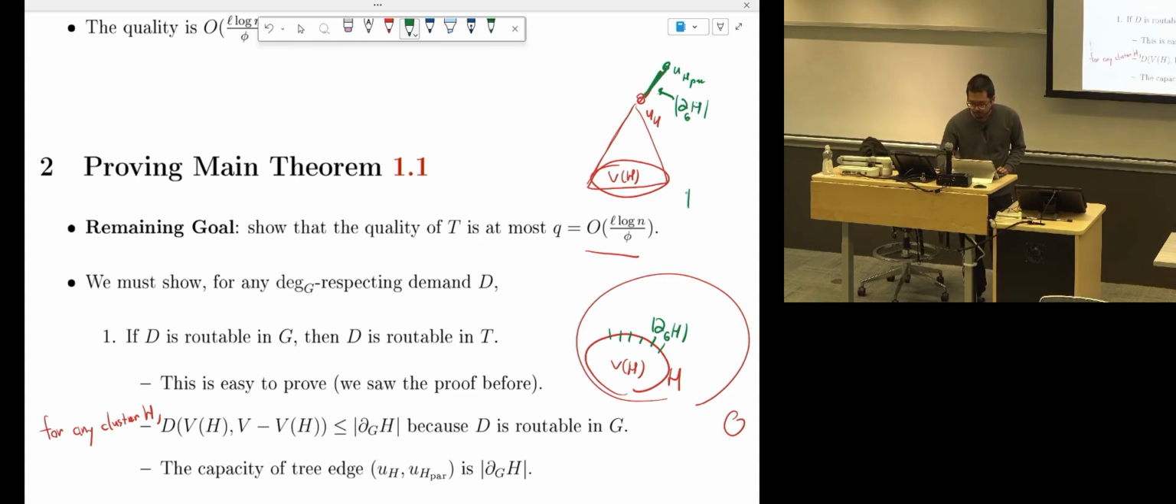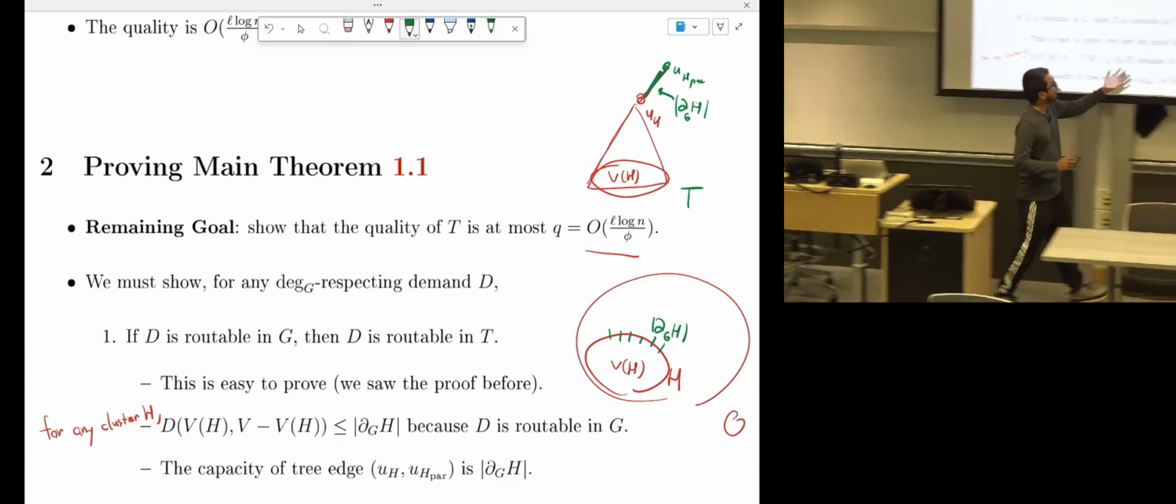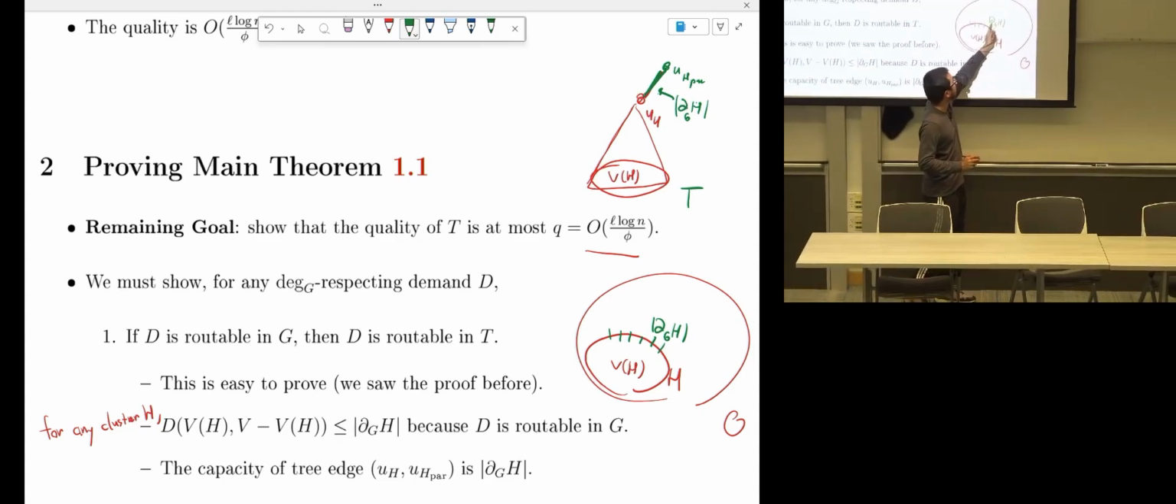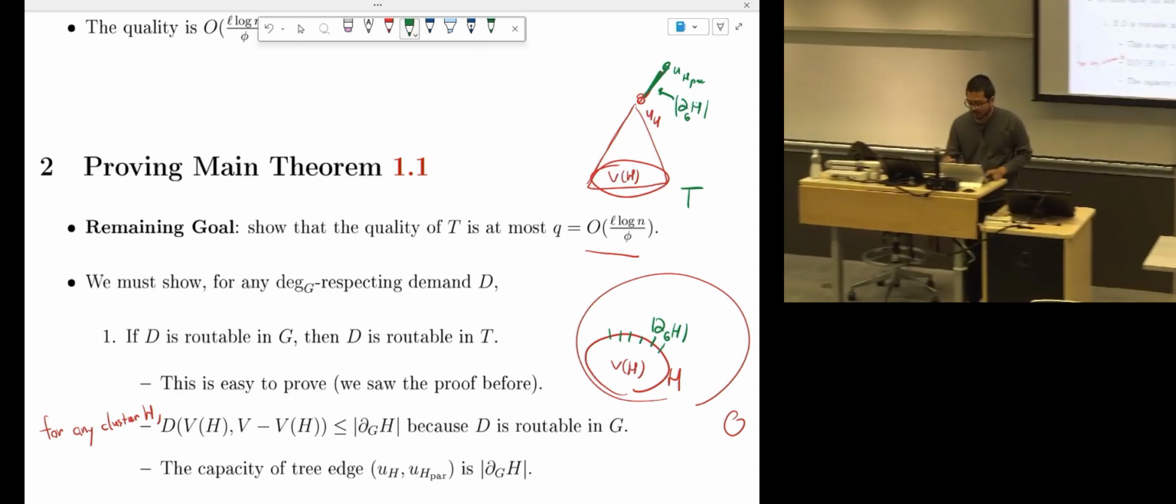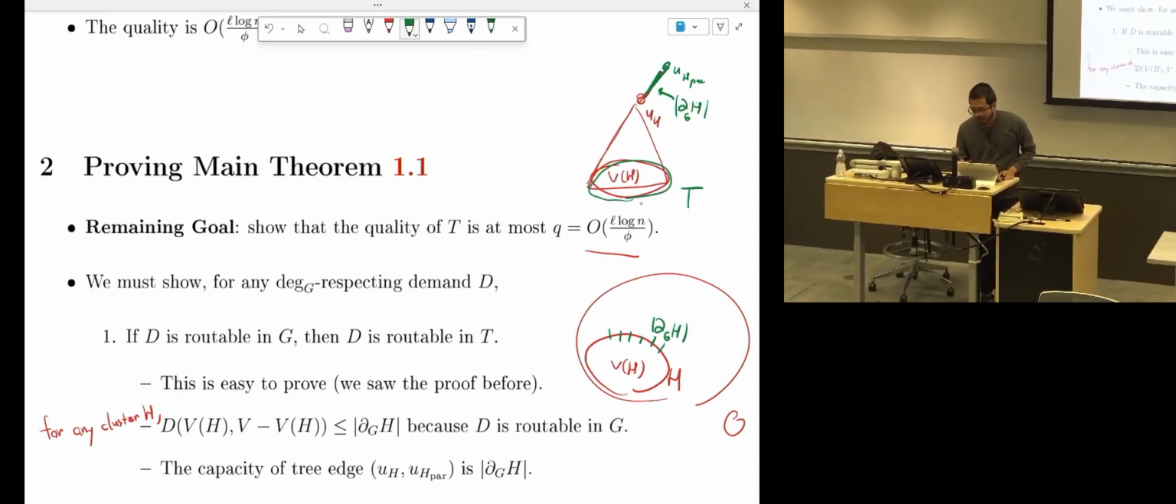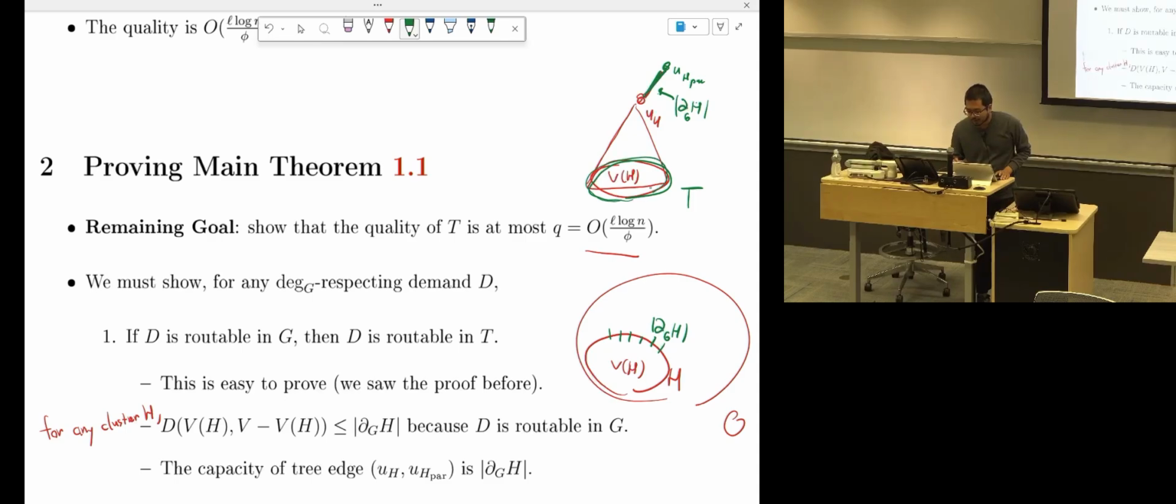So the total demand out of this H is at most this much, the cut size. So it means that the total demand we try to route out of H to the outside will go through this edge. We only try to route flow between the inside and outside.